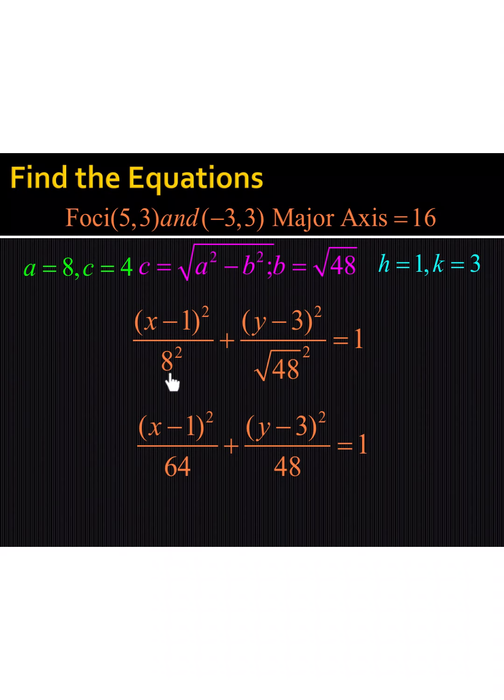Again, I want to note that I knew that 8 had to be under my x value because my foci are changing in the horizontal direction, which means that I have a horizontal ellipse. If my y values were changing instead, that would tell me that I would have a vertical ellipse and I would have put the a value under my y value.